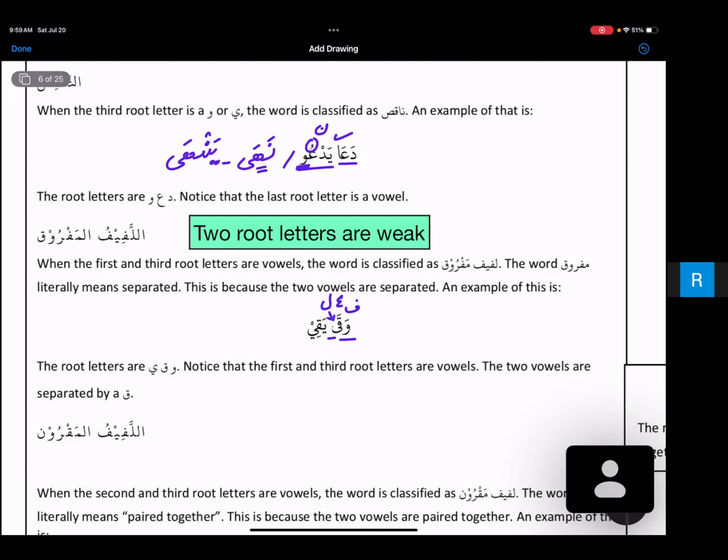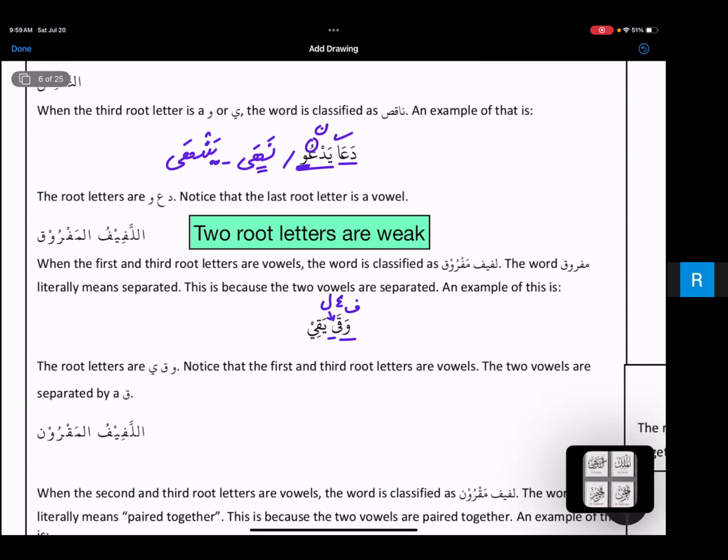Or should I call it misal and then naqis as well? No, Ustadha. The first and third letters, so yes, they are giving us signs. That's why when there are two weak letters in a thulathi mujarrad, we are going to call it lafif.